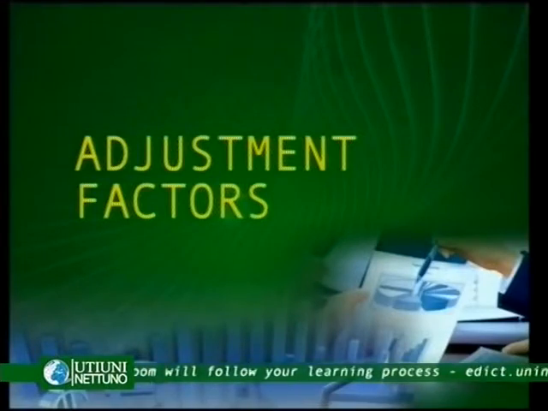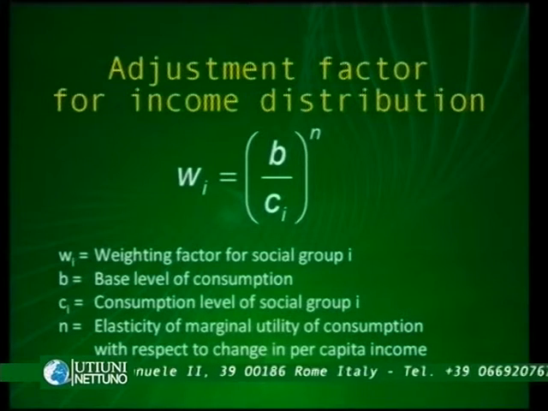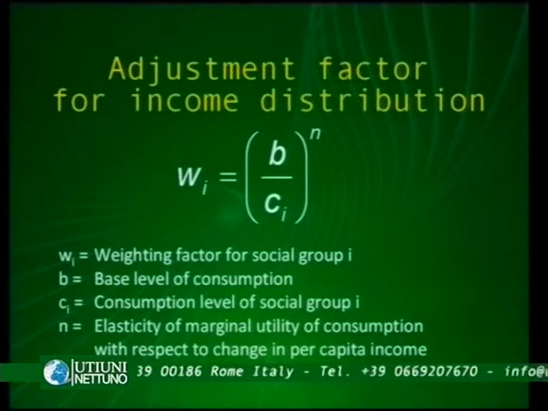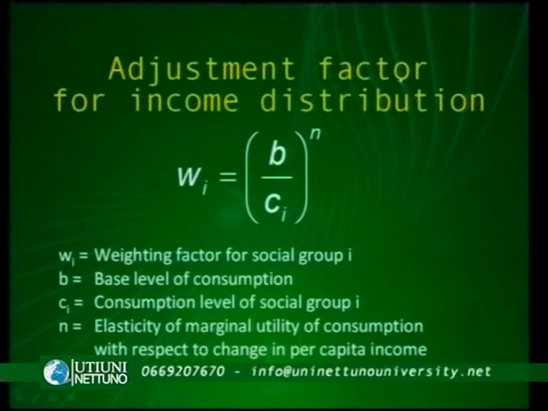So now we can look at the adjustment factors that are used in order to account for the impact of a project on income distribution and intertemporal distribution of the benefits. So an adjustment factor that is often used refers to the income distribution. So here we have the adjustment factor for income distribution.